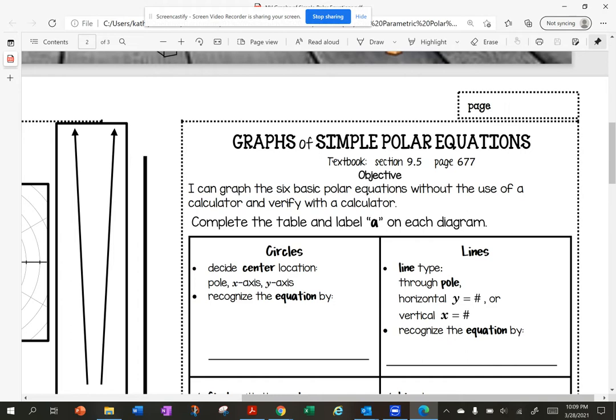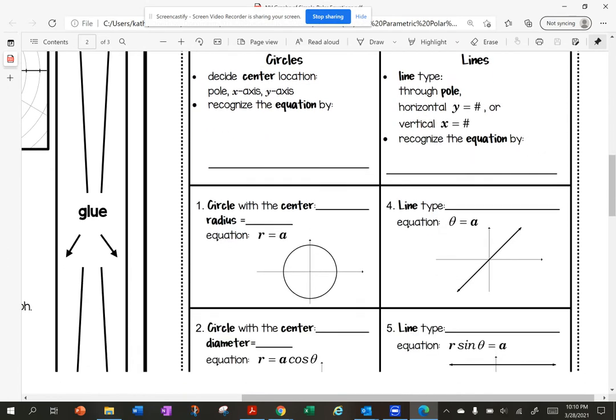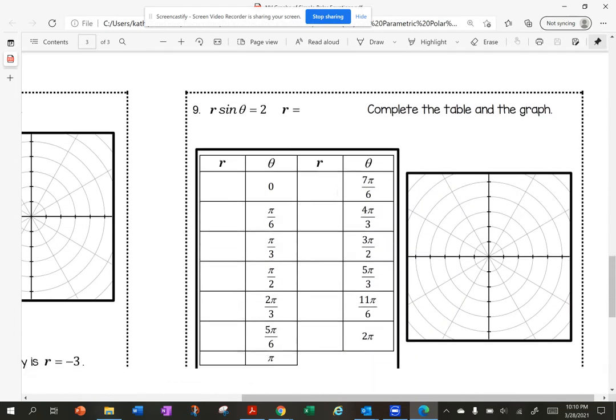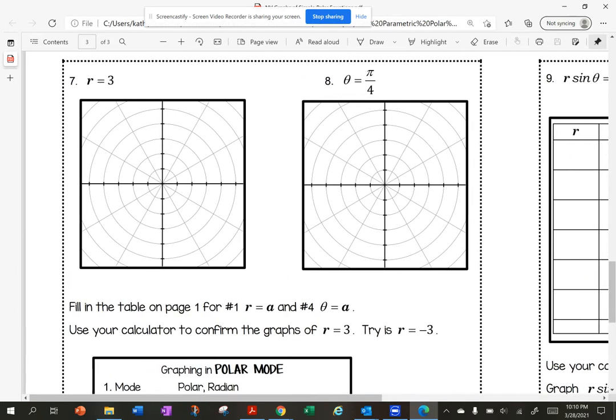So this is an investigation. We're actually going to use our calculator to see what the equations look like so that we don't need to use our calculator when we're looking at these equations. So we're going to use the calculator, list what the criteria, and then come to some conclusions. So we're going to fill in the first page as we're working through the investigation. All right, so we'll start with here on number 7 where it says r equals 3.